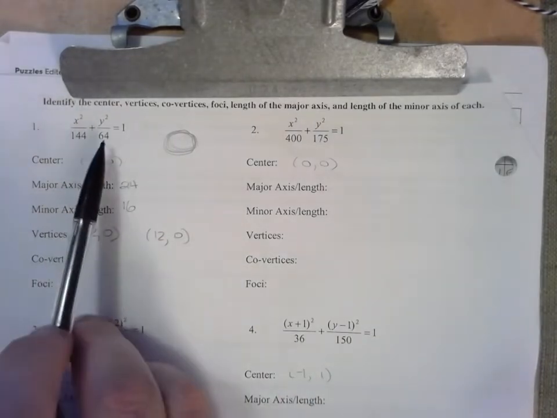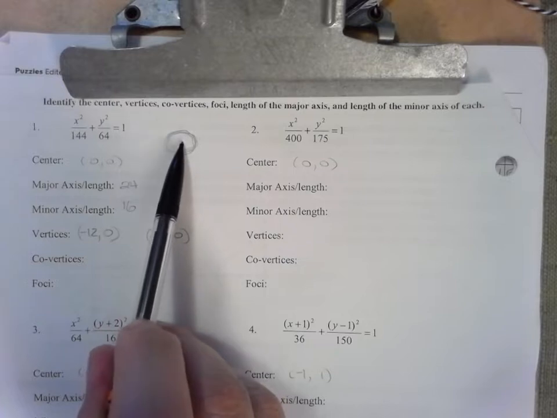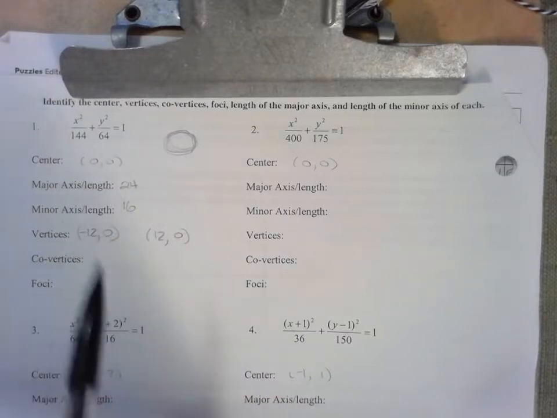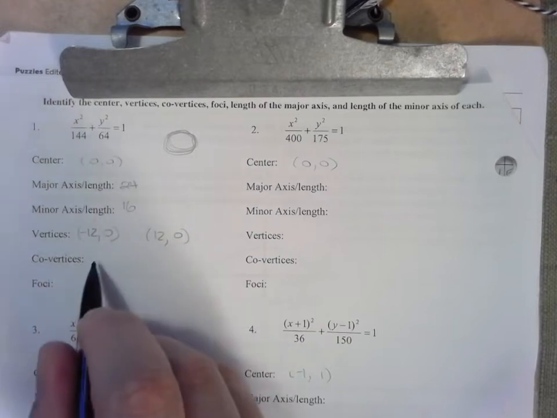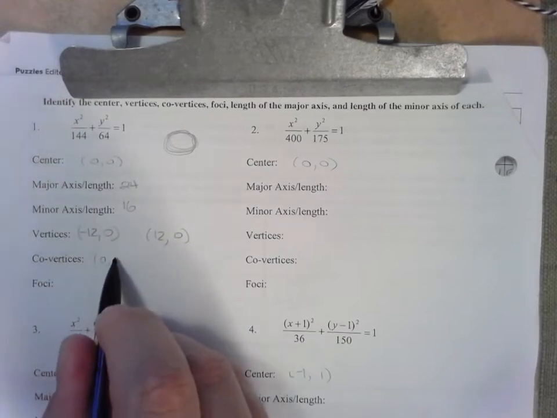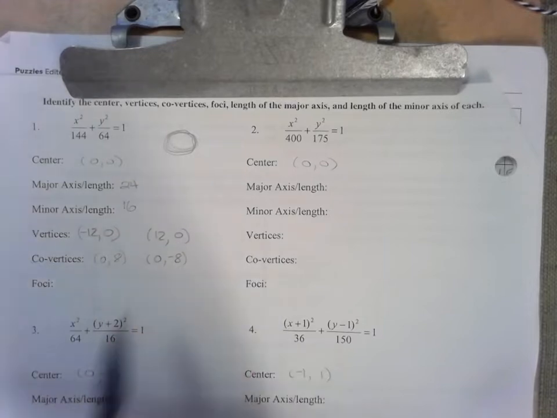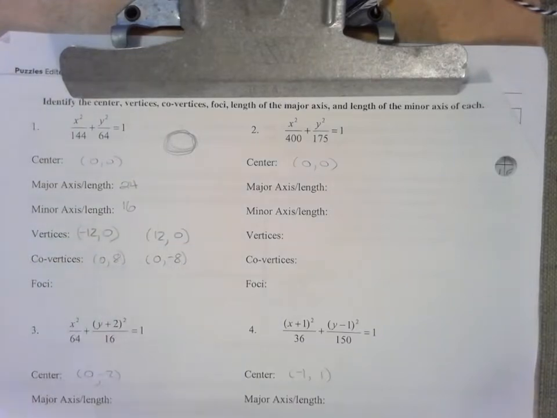Your co-vertices will go 8 above and below the center. So we're going to add 8 to your y-coordinate. The x-coordinate isn't going to change, so 0 plus 8, 0 minus 8. That would just, of course, be the y-coordinate, and your x-coordinates do not change.